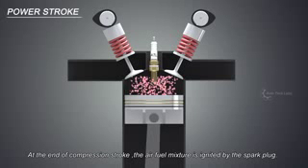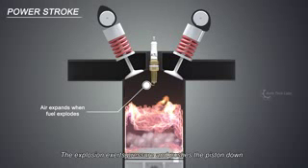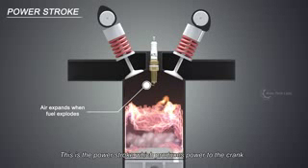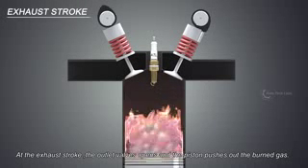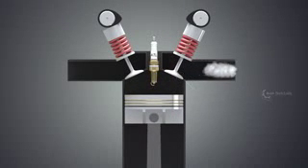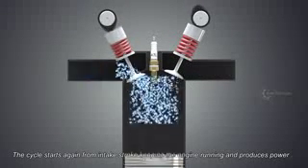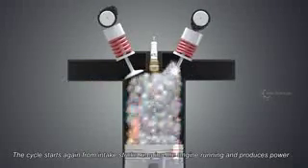At the end of the compression stroke, the air-fuel mixture is ignited by the spark plug. The explosion exerts pressure and pushes the piston down. This is the power stroke which produces power to the crank. At the exhaust stroke, the outlet valve opens and the piston pushes out the burned gas. The cycle starts again from the intake stroke, keeping the engine running and producing power.